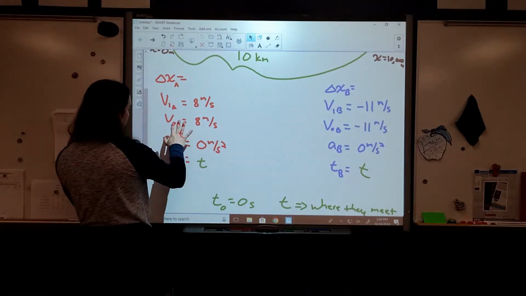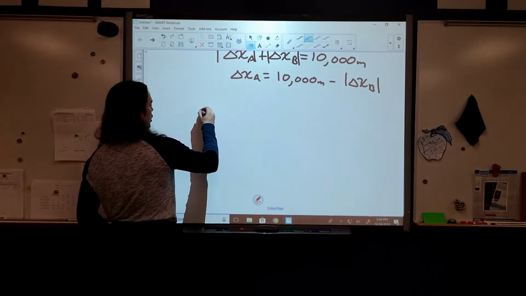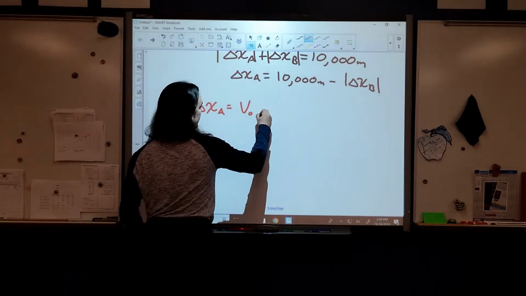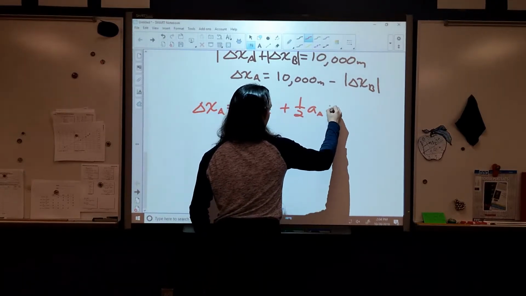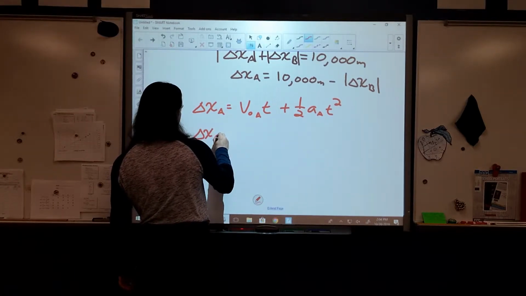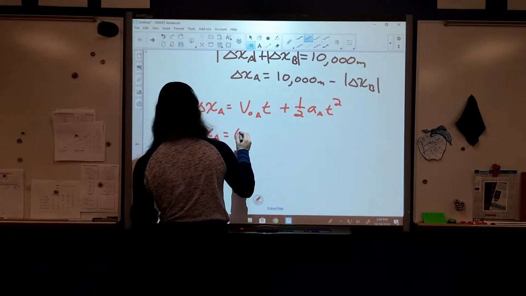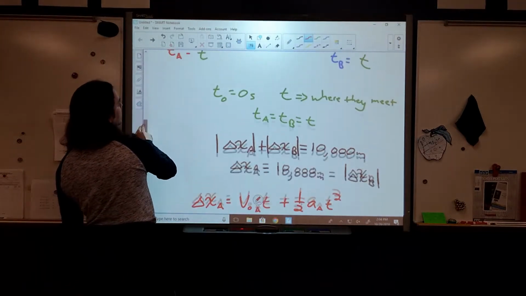So I can use just about any of the equations that I want. Let's go with the most common, equation number 2 on our equation sheet, which would be delta XA equals V naught A, our initial velocity, times our time, plus 1/2 acceleration of A times t squared. I'll fill this in. I don't know delta XA, so I'm just going to leave that. V naught A, we said, was 8 meters per second, I believe. Let me double check my numbers.